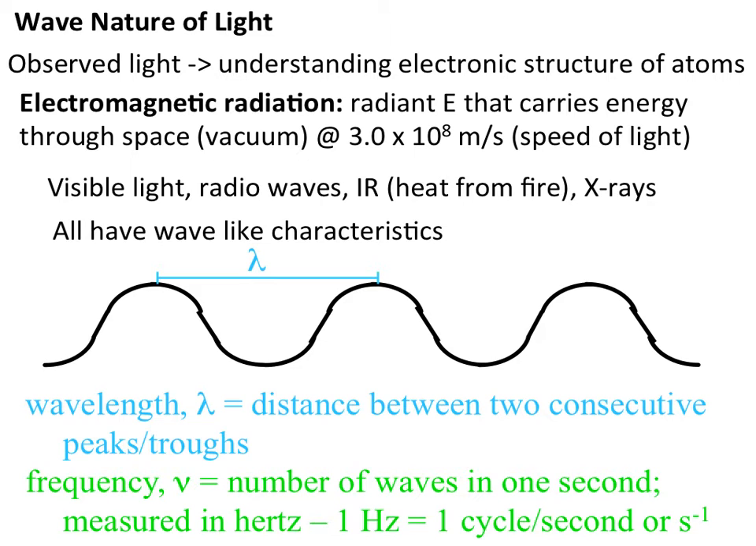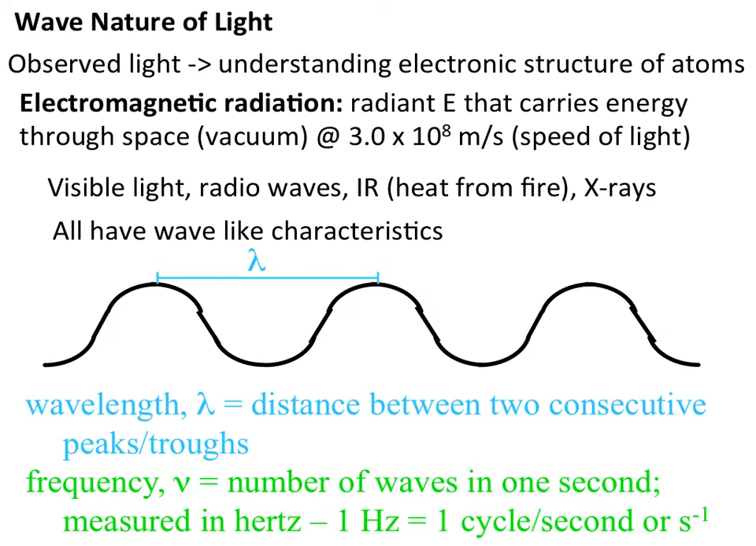Now, what's neat about all of these different forms of electromagnetic radiation is that they all have wave-like characteristics. So basically, they follow this rule in terms of their speed of travel in a vacuum, and they also have a specific set of physical characteristics. So they basically have this wave-type function in terms of their specific pattern of travel.